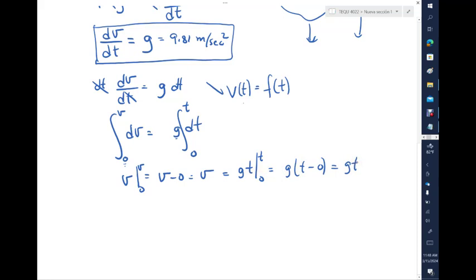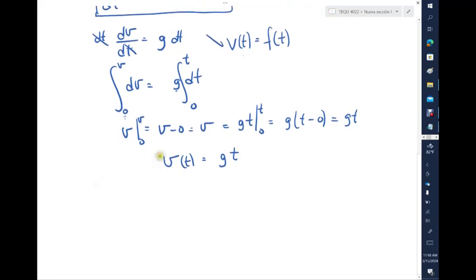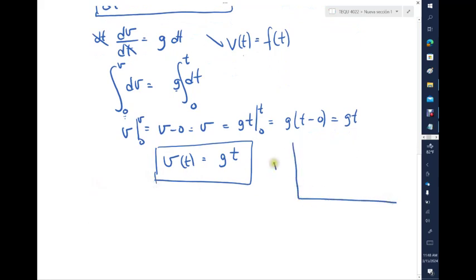So what we end up with is that the velocity as a function of t is g times t. That's the equation we have for the ball falling in free fall. If I graph this, v versus t, at t equals 0 the velocity is 0, but then you have an increase in velocity, and the slope is going to be g.